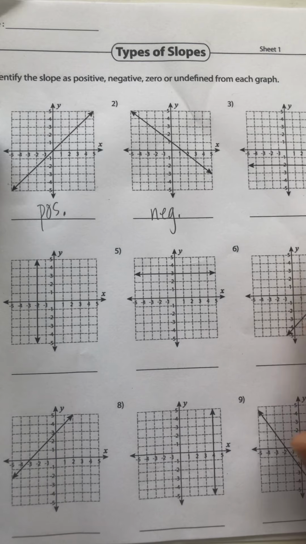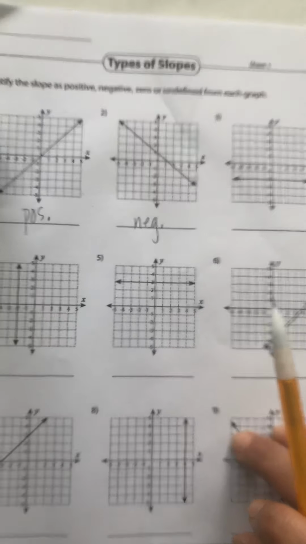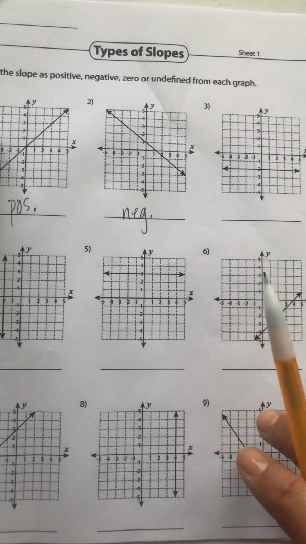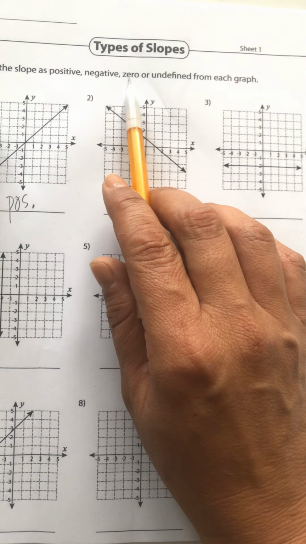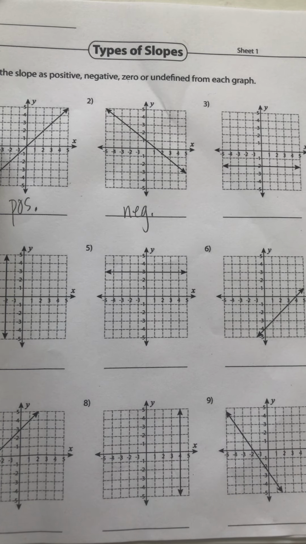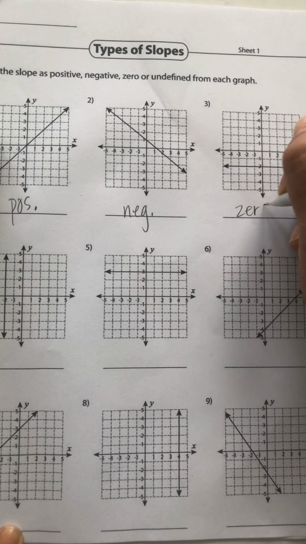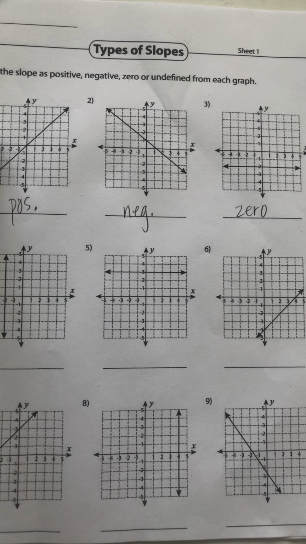And then this third one right here is a horizontal line, right? So there is no slope. We call this a zero slope because it's just a flat line. So zero slopes can be identified when a line is horizontal or just flat.